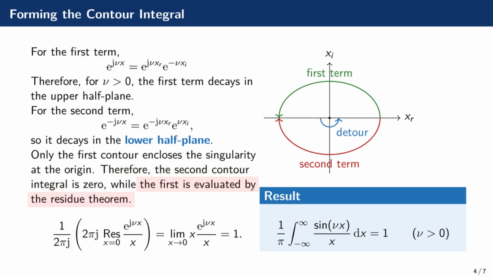We evaluate it by the residue theorem. At x equals 0, we multiply by x and then take the limit as x goes to 0. Since the contour is counterclockwise, we obtain a factor of 2 pi j. After cancellation, the result is simply 1, so we obtain that this integral is equal to 1 for any positive nu. This is one of the properties of the delta function.